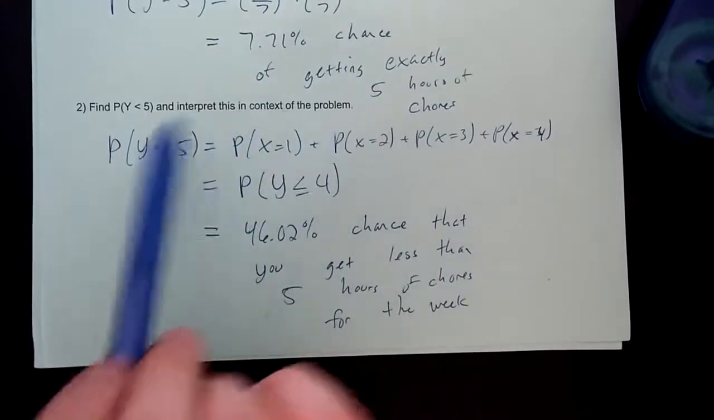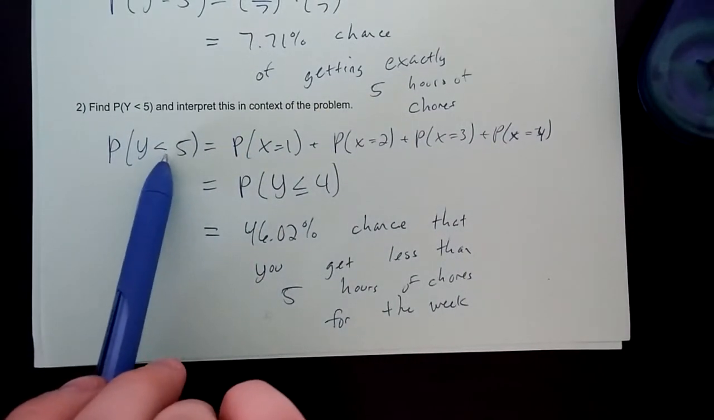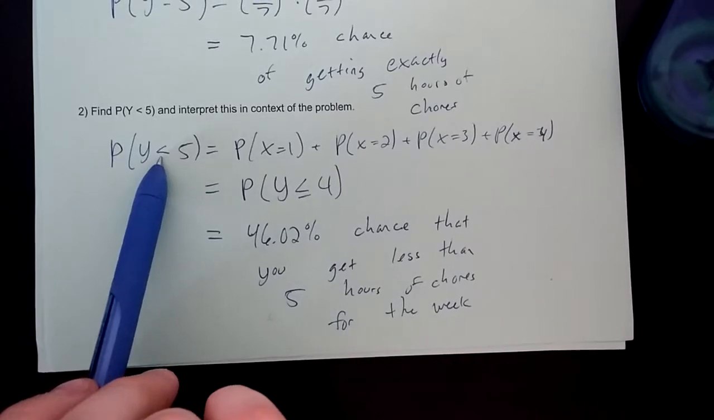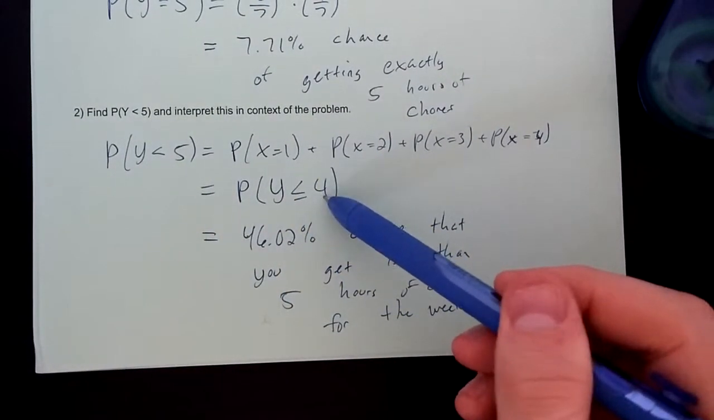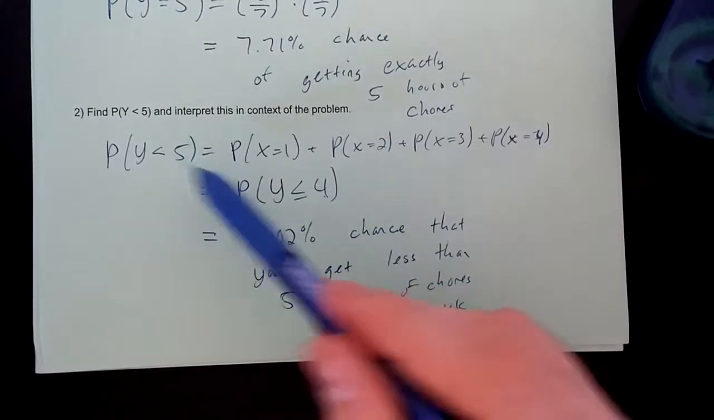The important part here is that this calculator that you're using does not compute strict less than, but it does do less than or equal to. And because this is a discrete random variable, you can use 4 instead of 5 here, and it's going to be the same exact probability.